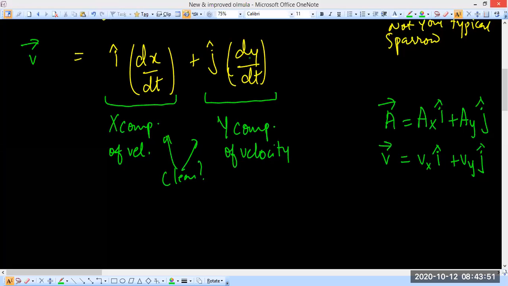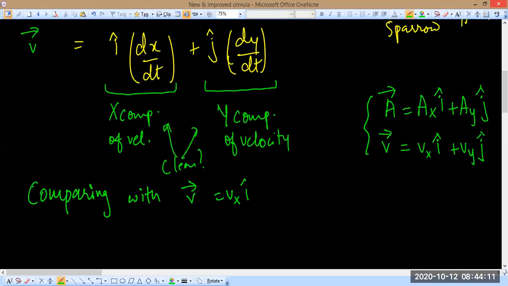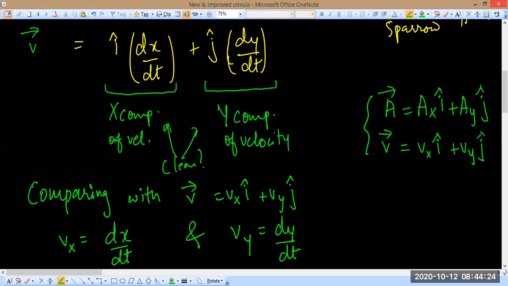Is this clear? What I've written over here, is that clear? This one. So based on that, so by comparing with v vector equal to vx i caret plus vy j caret, I can write vx equal to dx by dt and vy equal to dy by dt, right? Just look at this and this. Okay, clear? So you get this.